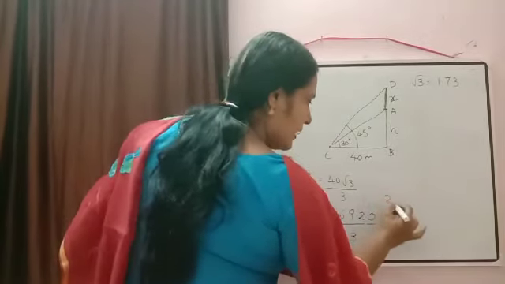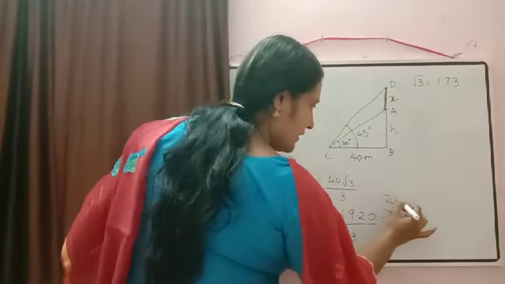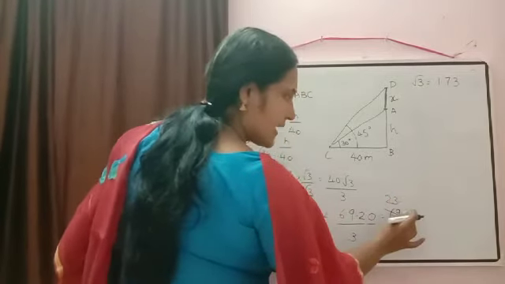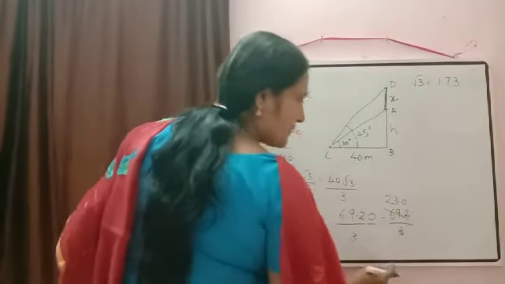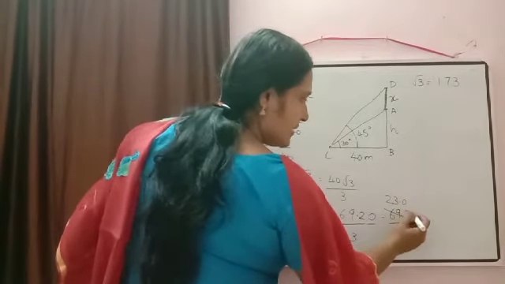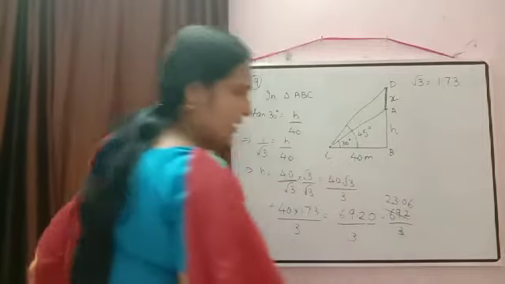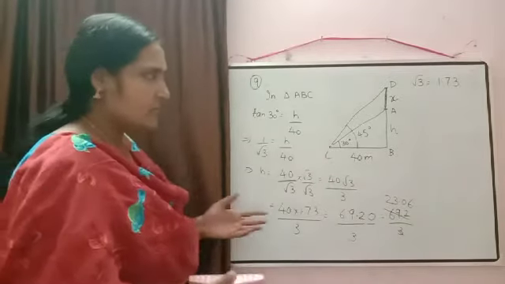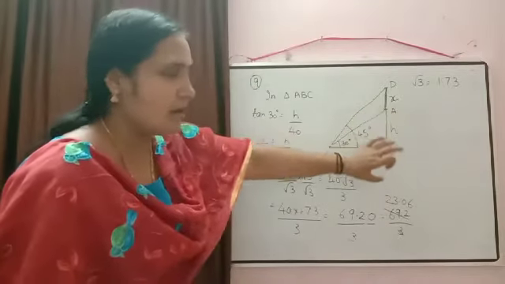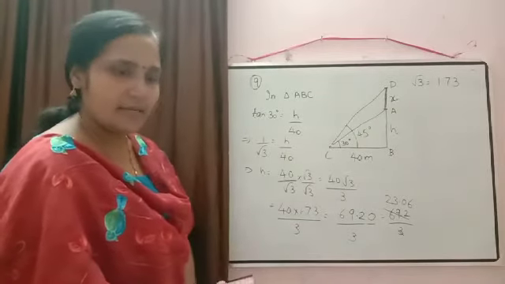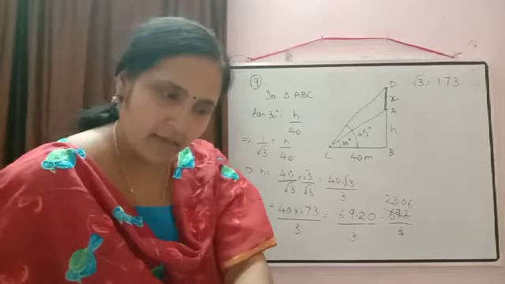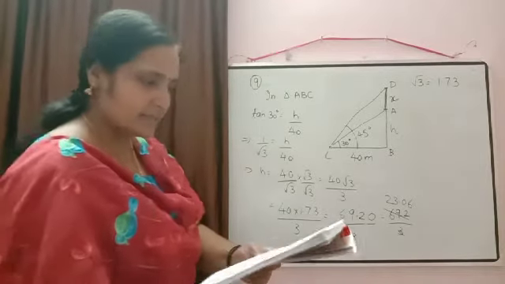So 3 2s are 6, 3 3s are 9, then we will put a decimal sign. 2 is smaller than 3, then what will we do? We will put a 0 there. Then it will come 23.06. So just to write down, first answer we got: height of the tower is 23.06 meter. I think the unit is meter, yes.